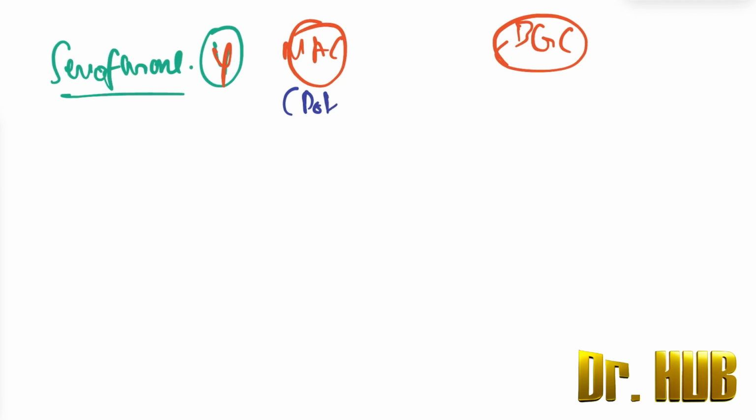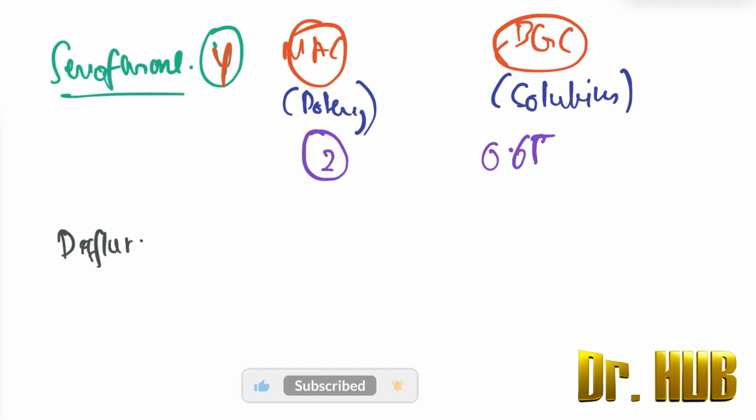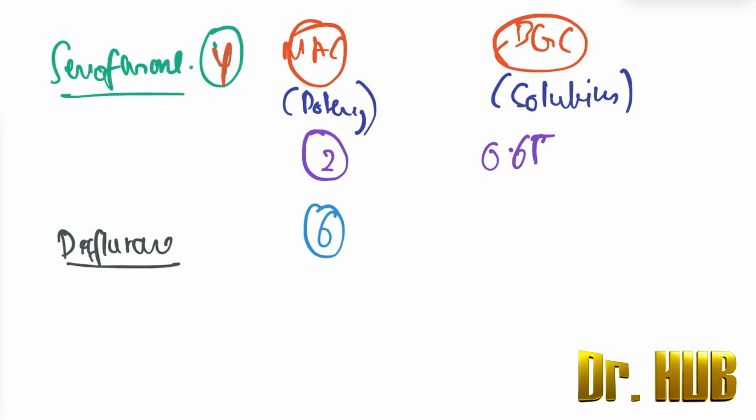This indicates the potency and this indicates the solubility. So in sevoflurane the MAC is 2, and the blood gas coefficient is 0.65. Next, we will look at the desflurane. In desflurane, the MAC potency is 6, and the blood gas coefficient is 0.42. The color here is blue.